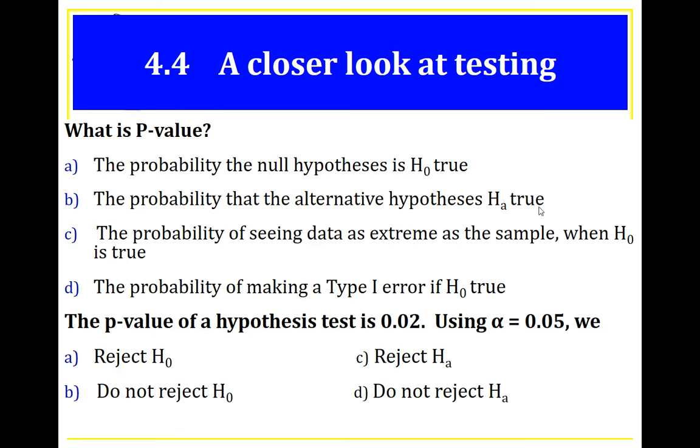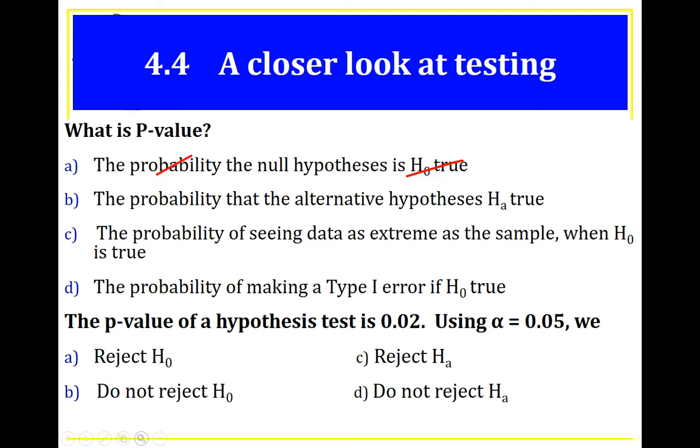So it says, what is the p-value? When we talk about p-value, choice A: the probability that the null hypothesis, H0, is true. Remember, the p-value is measuring statistical evidence moving away from the null hypothesis. So a p-value has nothing to do with H0 being true as far as the probability goes. Okay, probability, H0 is always true.